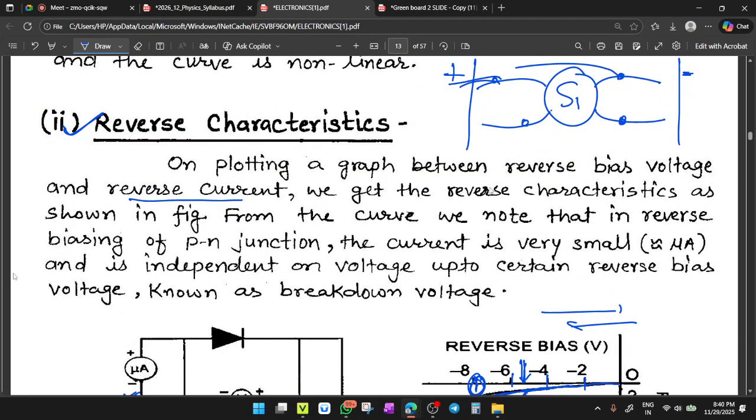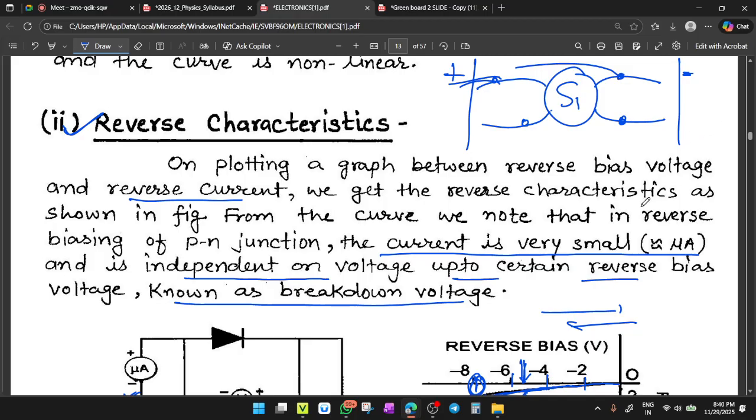On plotting a graph between reverse bias voltage and reverse current, we get the reverse characteristics as shown in the figure. From the curve, we note that in reverse biasing of a PN junction, the current is very small, in microampere, and independent of the voltage up to a certain reverse bias voltage called the breakdown voltage.